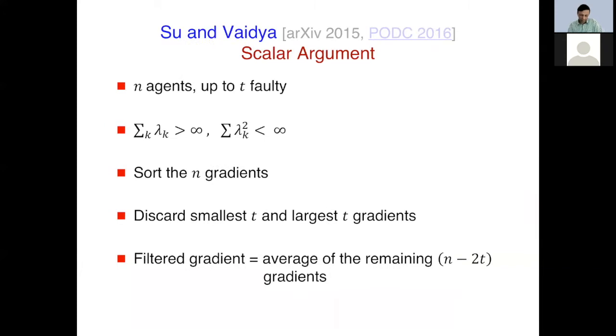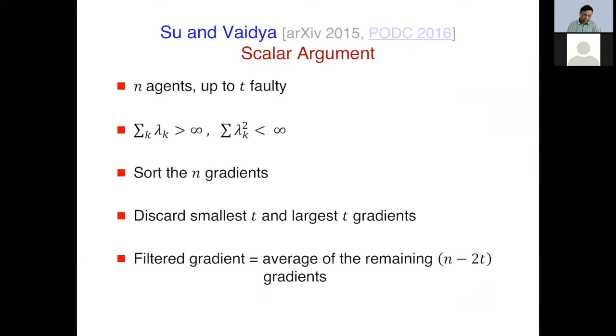And here is a simple algorithm. As far as I know, this is the first algorithm that uses a gradient filter or a fault-tolerant gradient aggregation for the purpose of solving the fault-tolerant optimization problem. This is the work of one of my own former students from 2015. And the algorithm is very simple. It only applies to the case where, at least the way it is written on this slide, the argument x is a scalar.